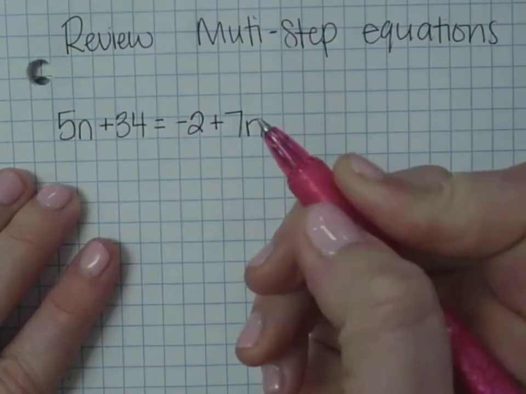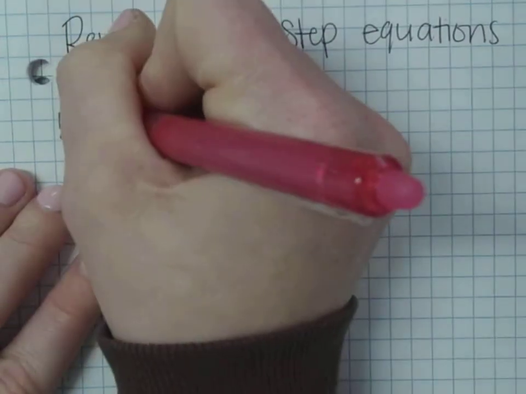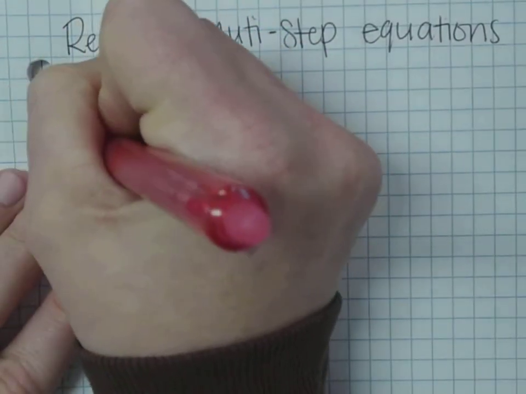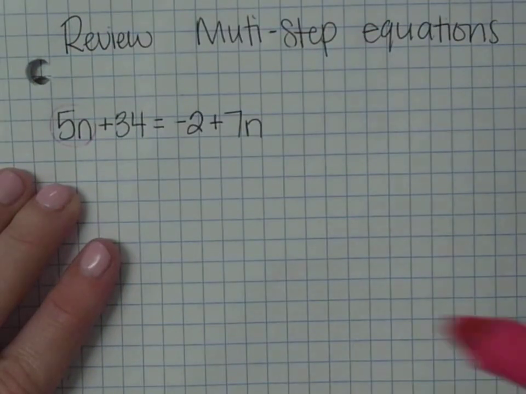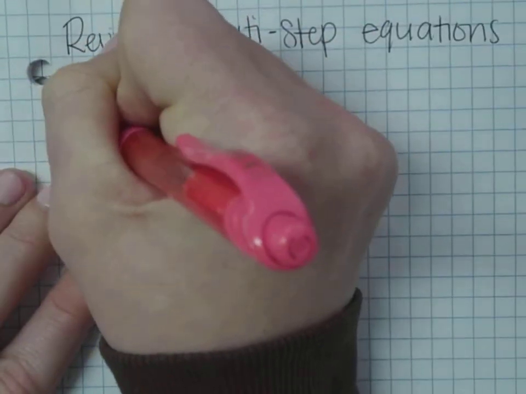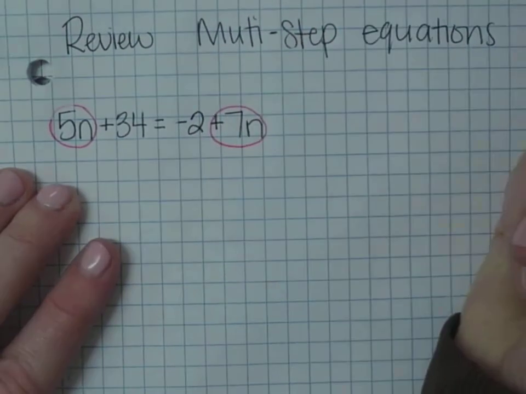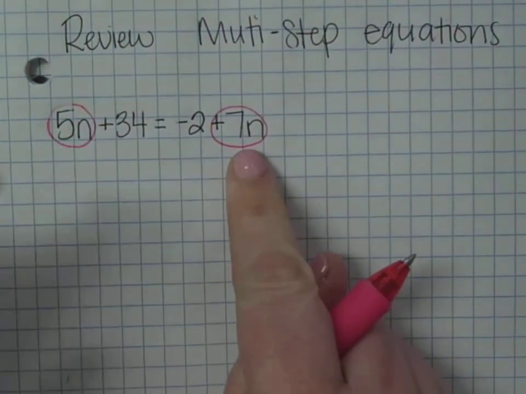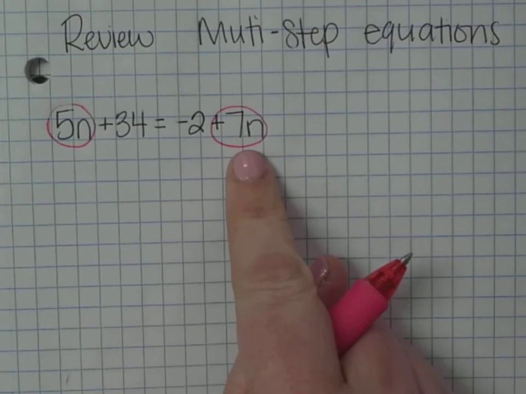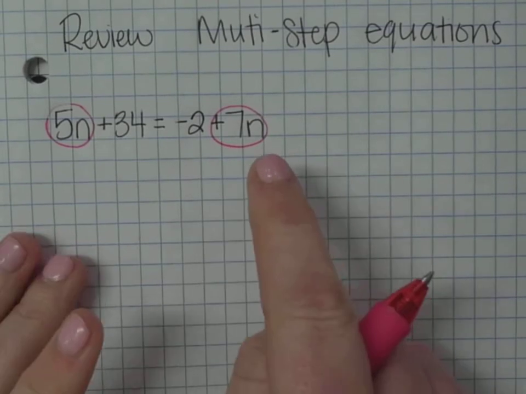The easiest way to do this in some cases, rather than keep trying different numbers, is to actually solve it by getting the variable isolated. So I have 5n and 7n. The suggestion I usually make is circle your variable. So if you circle your variable, you have 5n and 7n.